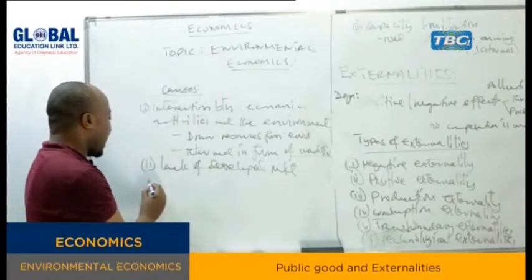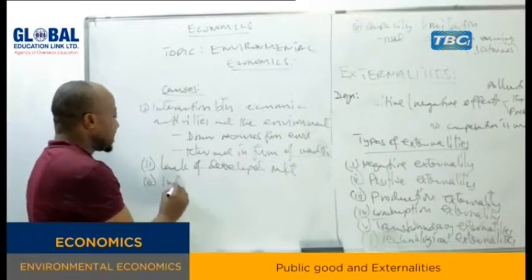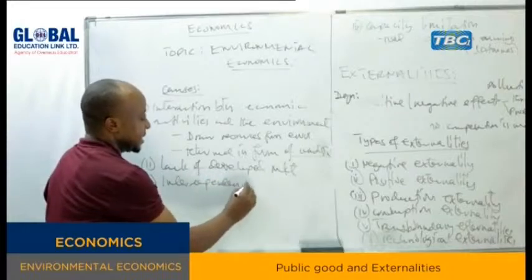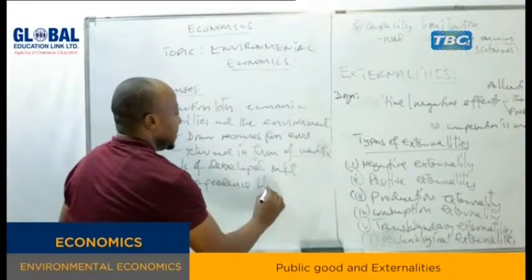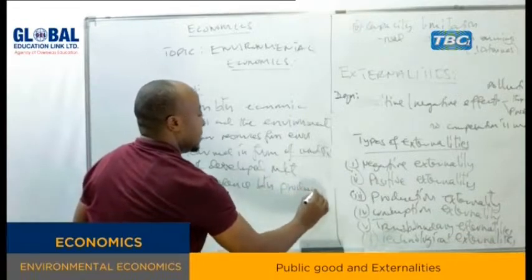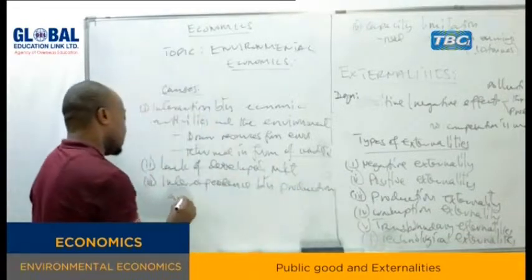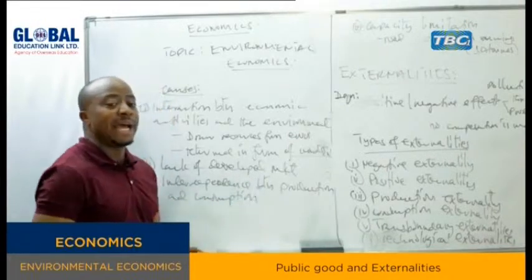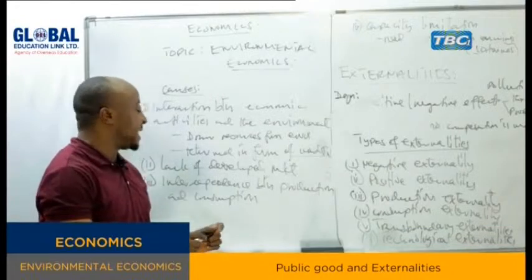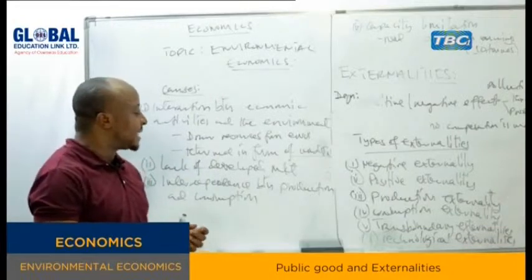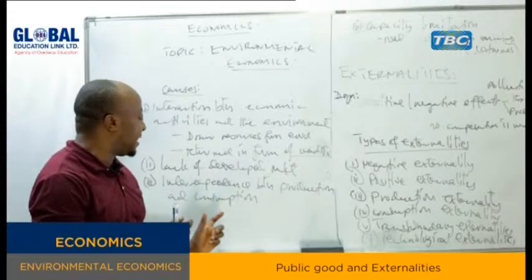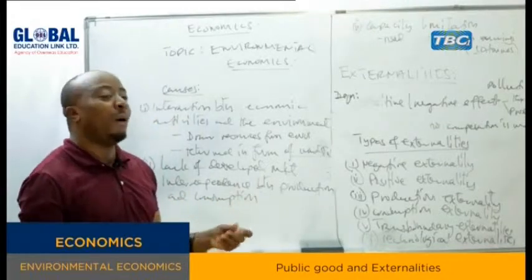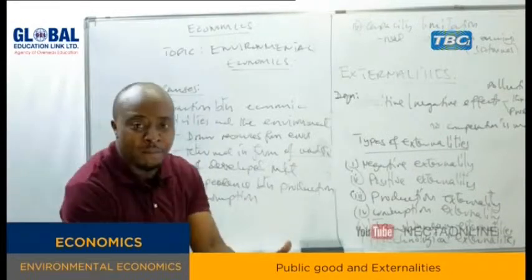The third cause is interdependence between production and consumption. It means production and consumption have a very great interdependence. They depend on each other. Sometimes the relation between production and consumption directly generates externalities. It means some goods, once they are produced, on consuming them, generate externalities.